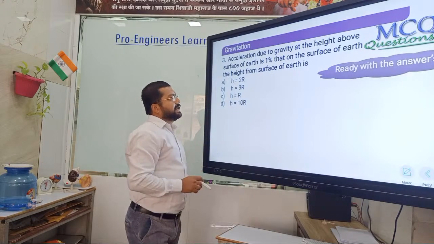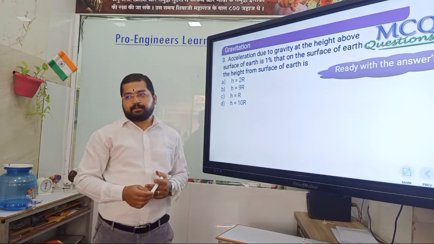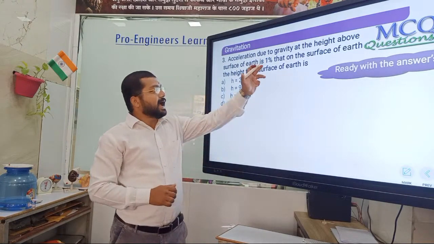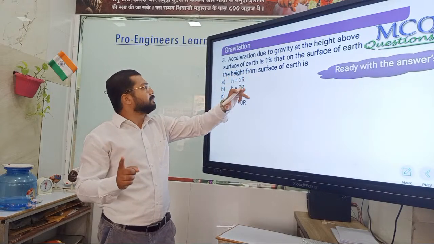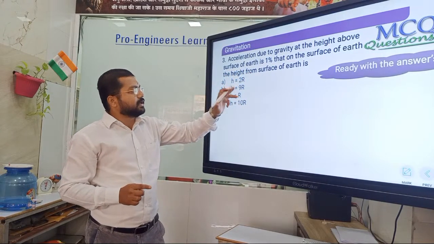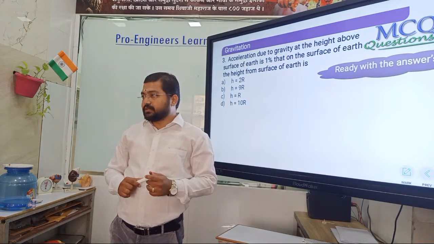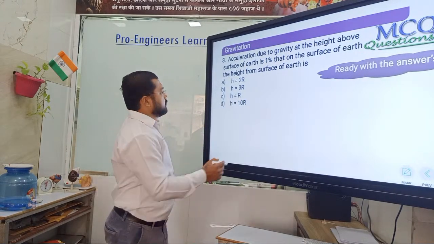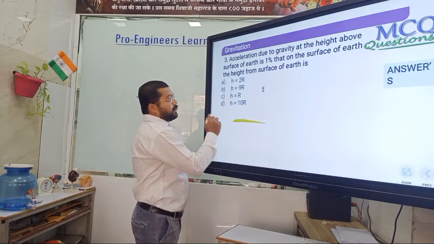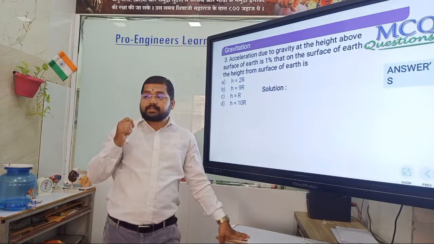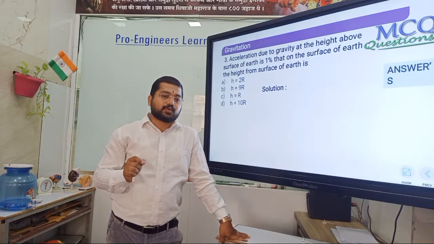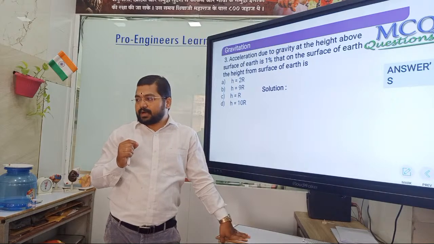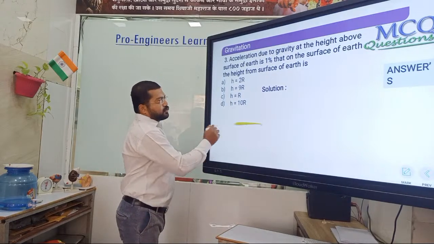Okay. Now the next question, acceleration due to gravity at height above the surface of Earth is 1% of that on the surface of Earth. The height from the surface of the Earth is? Now this is the relation. Look at the screen how to calculate that, because in CET, NEET and JEE such type of tricky questions are asked every year, and students generally do not understand what to do in that question, right? So look at the screen for the solution.